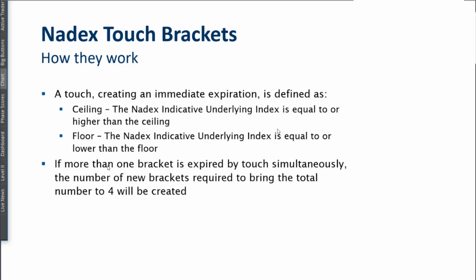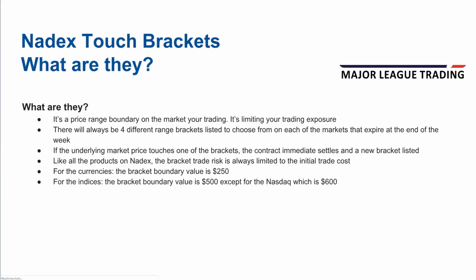If one or more brackets are expired by touching simultaneously, the same amount of brackets are created to bring the total number back to 4. So if you take out 2 brackets to the upside in one quick move, there'll be 2 more created. Or if you take out 2 brackets to the downside, there'll be 2 more created. Same thing. If there's 1 taken out to the upside, there'll be a new one created to the upside.